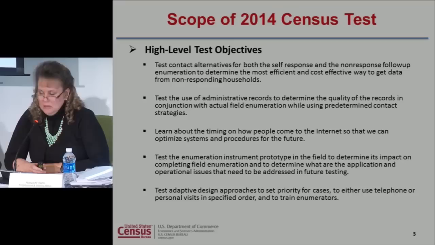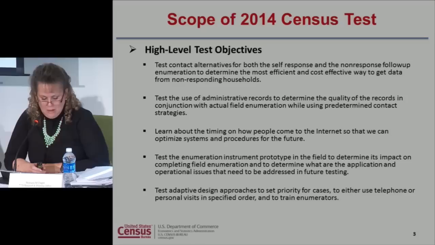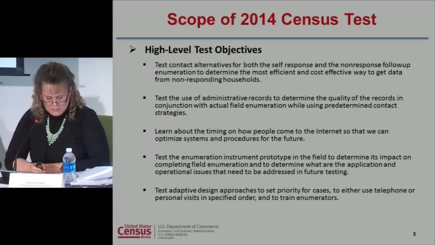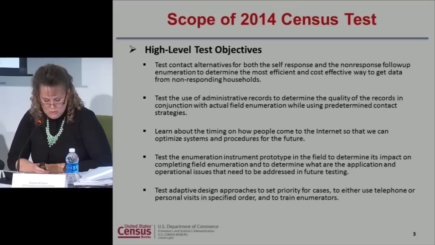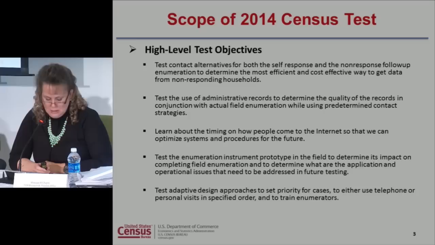testing the enumeration instrument prototype in the field to determine its impact on completing field enumeration and to determine what are the application and operational issues that need to be addressed in future testing, and testing adaptive design approaches to set priorities for cases, to either use telephone or personal visits in specified order, and to train enumerators. You will hear in this session about the 2014 census test results and how they are informing our approach to testing that will occur in 2015, and how the results are laying the foundation for design decisions that will be made later this fiscal year.